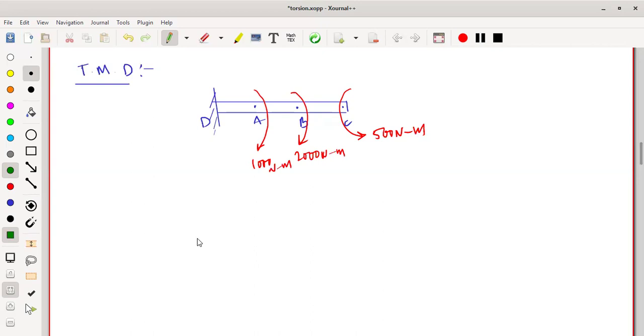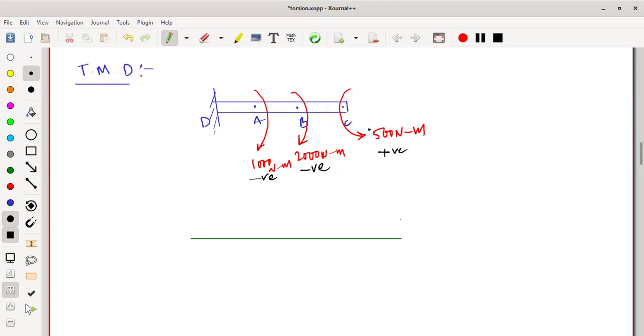First of all, you have to draw a zero line. It is just like a shear force diagram only. Before going to draw this diagram, you have to assume one condition: one direction you have to consider as positive, and opposite to that you have to consider as negative. If you consider this as positive, then definitely the opposite one, just observe the direction, will be negative, and this one is also negative.